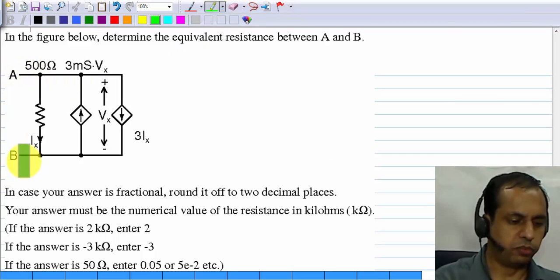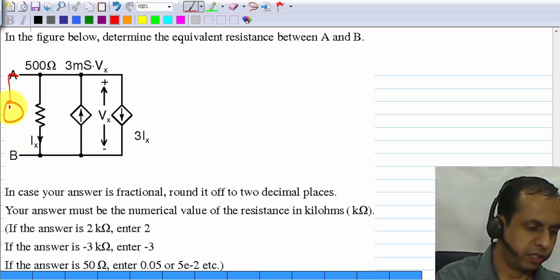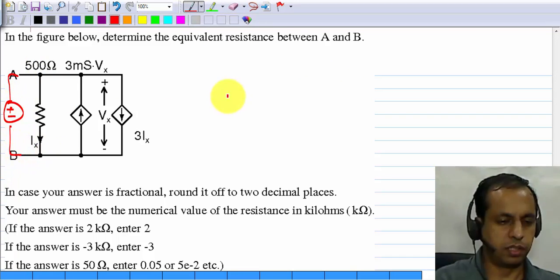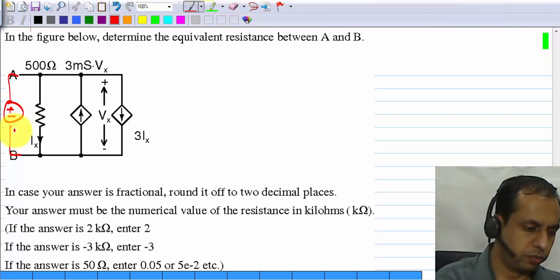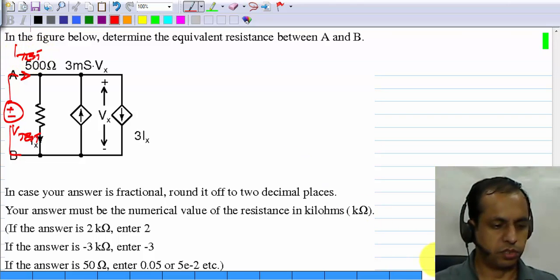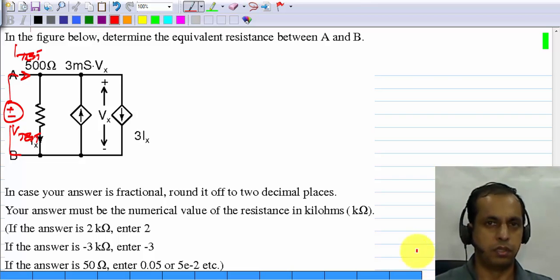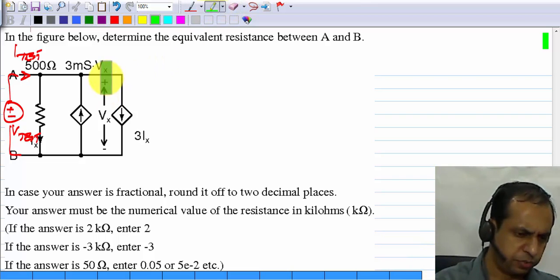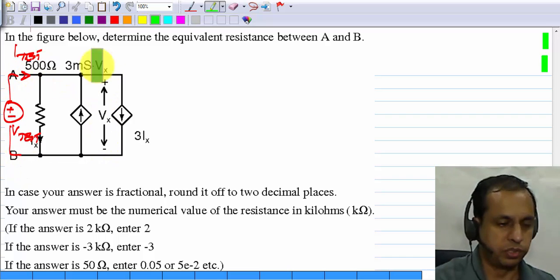Here you have to find the equivalent resistance between A and B, which really means that you either connect a current source and find the voltage, or connect a voltage source and find the current. I'll connect a voltage source V test, and a current I test is drawn from that. You have to find the value of I test. In this we have this variable Vx, and Vx is directly across this voltage source.